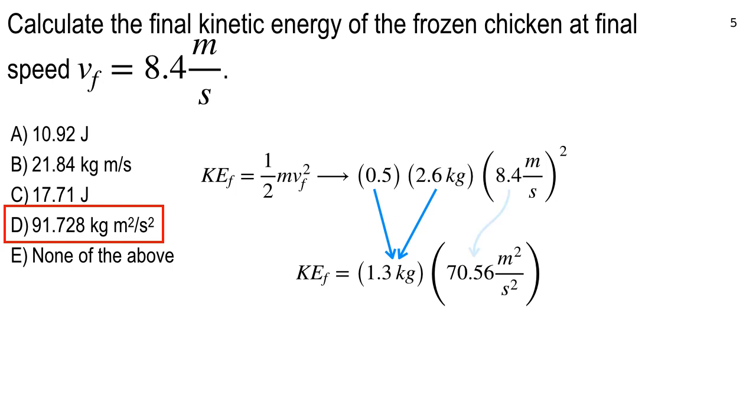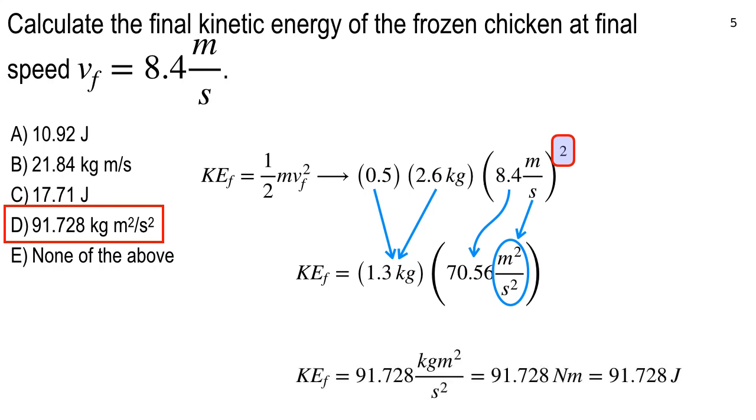8.4 squared is 70.6. All right, and that's from the fact that you're squaring this entire quantity. Now that also means that you're squaring meters per second. So that is how you get meters squared per second squared inside the parentheses. So now you just multiply it out.